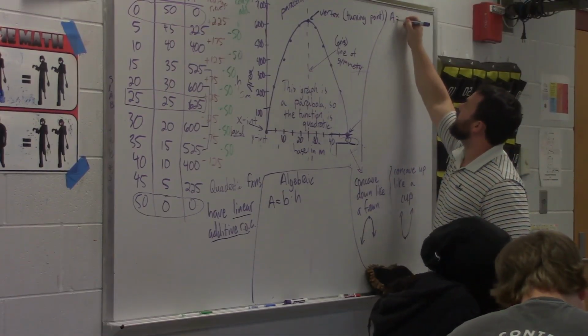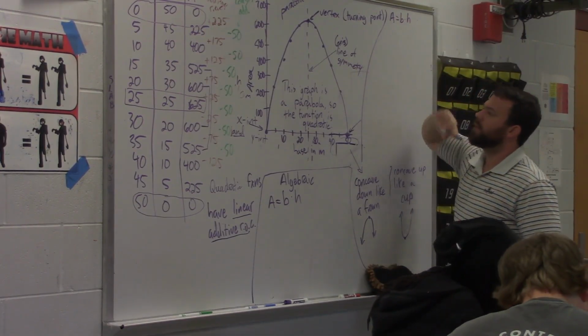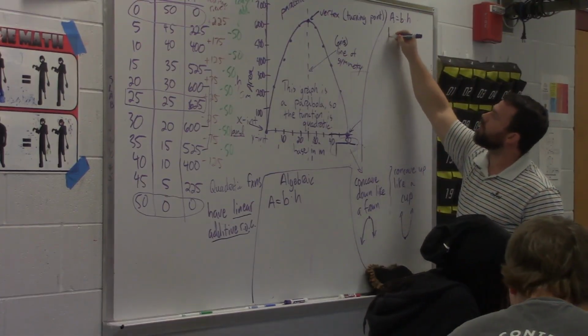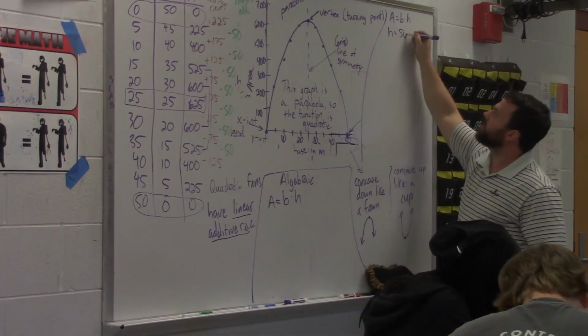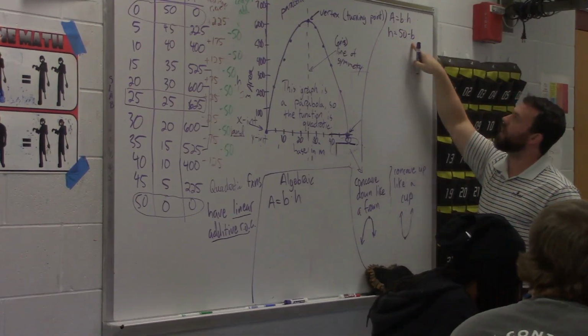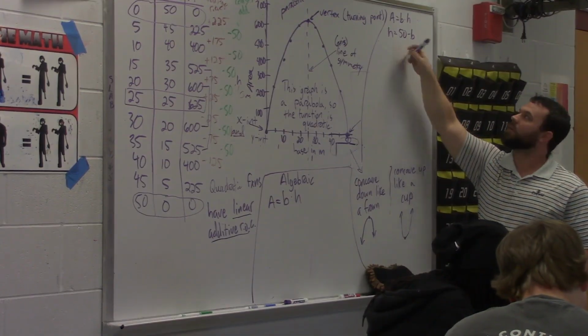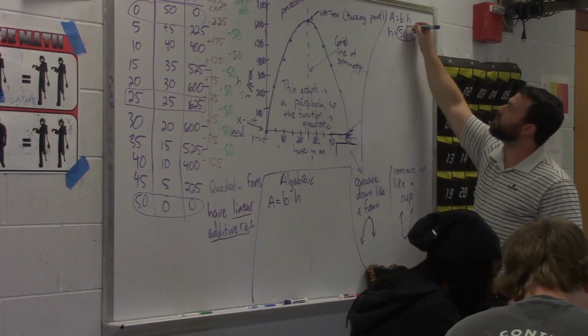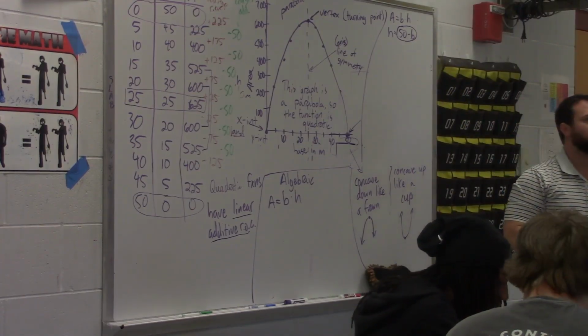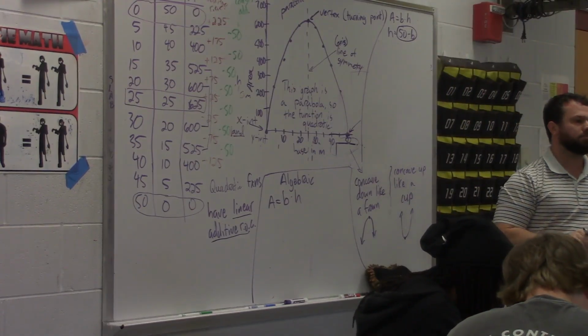Alright, so area equals base times height. Now, Mr. Anderson talked about it with a few different groups yesterday, that if you subtract the base from 50, don't you get the length of the height? Yes. Okay? So what then can I do with 50 minus b in respect to that area equation?